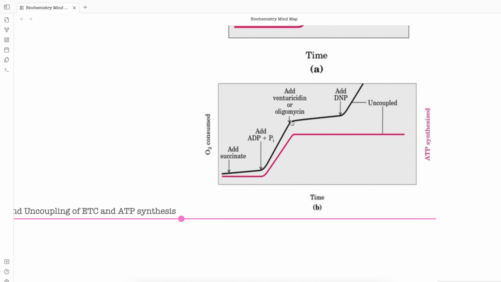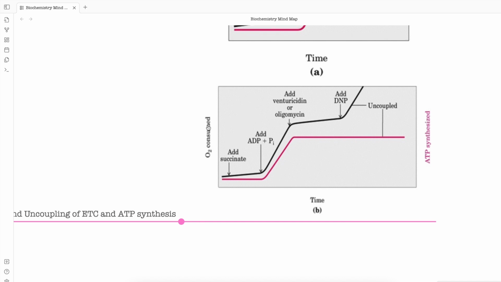This will inhibit ATP synthesis. So now there is no ATP synthesis going on, but there is still some amount of electron transport going on. Then we are adding DNP, that is dinitrophenol. This is the uncoupler. Then we can see that there is no effect of the addition of DNP on the electron transport system, but the ATP synthesis is totally stabilized. There are no ups and downs in the ATP synthesis. So these two reactions are totally uncoupled.